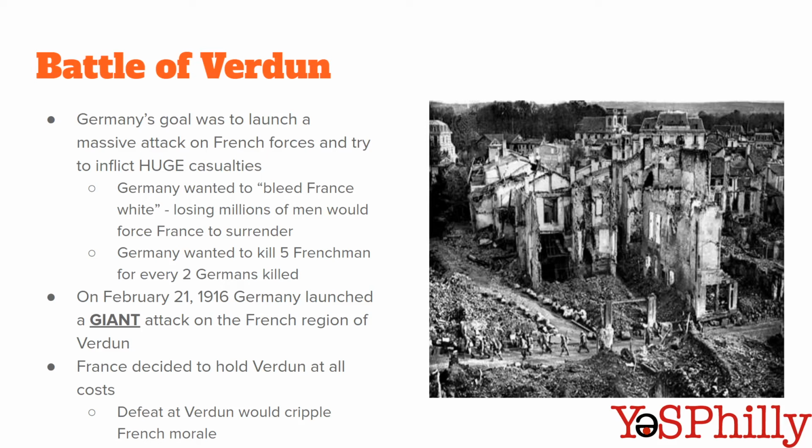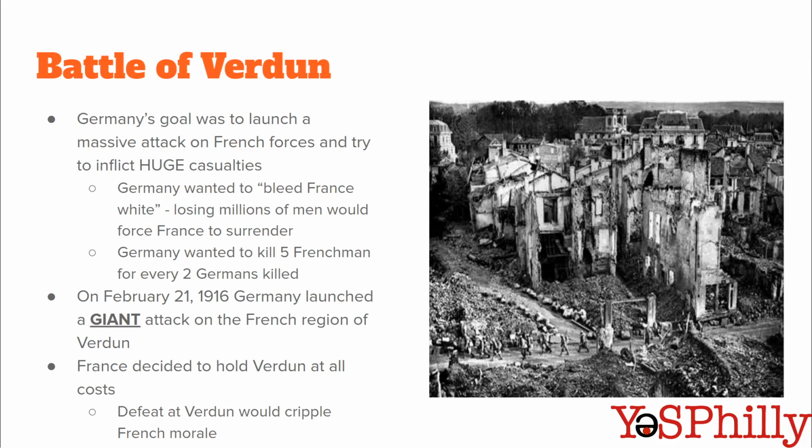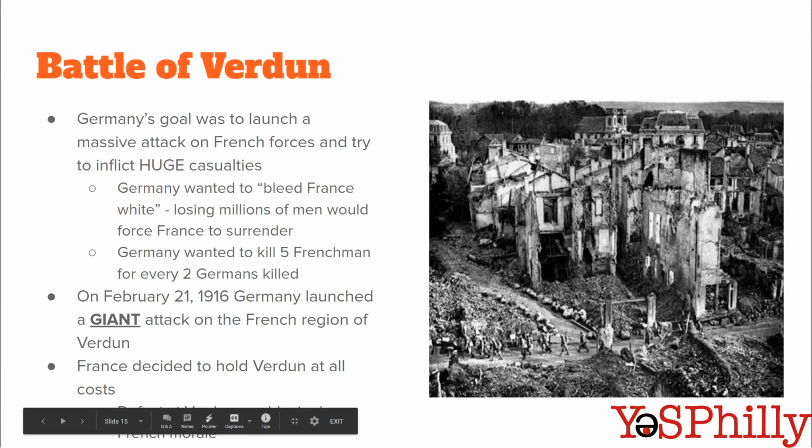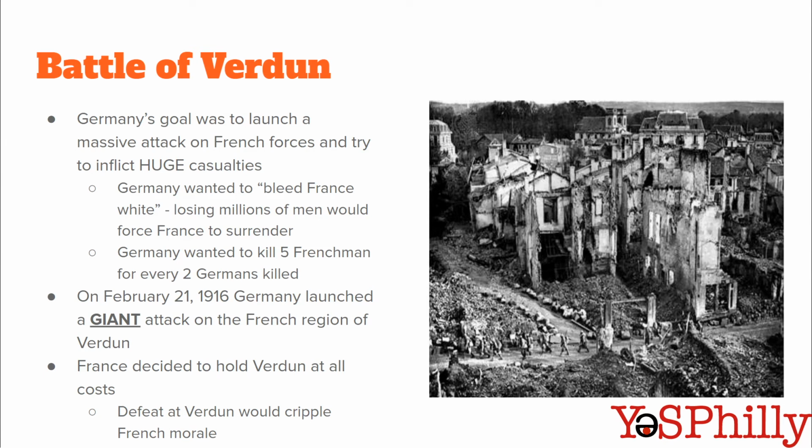And what they do, starting on February 21st, 1916, is they launch a giant attack on a French region known as the Verdun. All right? France decided to hold that region at all costs. They understood that if they lost here, it would cripple their morale and they would not be able to recover. So both sides are fully committed to fighting it out, starting in late winter 1916.